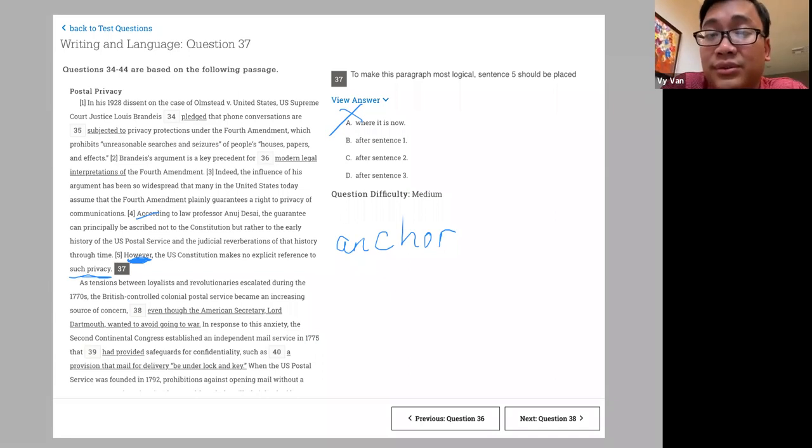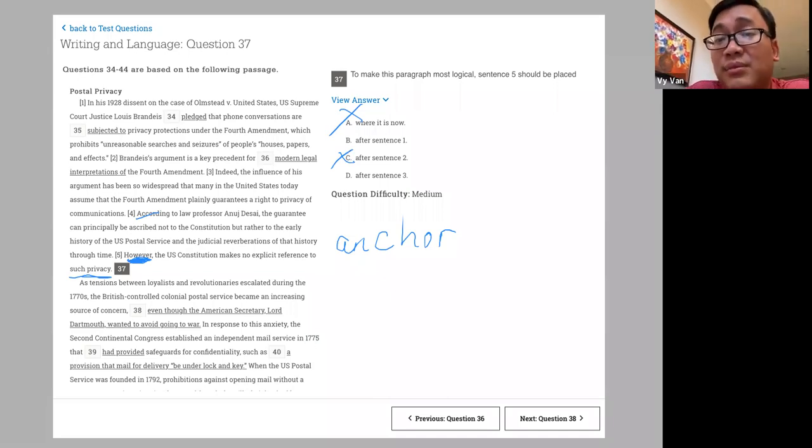So after sentence 2: "Brandeis' argument is a key precedent for modern interpretations of the Fourth Amendment." Then sentence 3: "Indeed, the influence of his argument." So 2 and 3 have to follow together, because in one we're talking about him and now the influence of his argument. In sentence placement, you always look for the link between two sentences that you cannot break. That way you can eliminate that choice. So it cannot go after sentence 2, because 2 and 3 have to go together. That eliminates one choice for you.